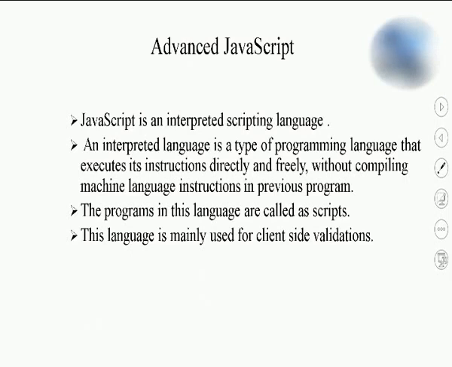So JavaScript is an interpreted scripting language. You need to remember this for the examination. Interpreted means it will be executed directly by your web browser. There won't be any compiling into machine language instructions as in the previous program. Students, the programs written in JavaScript are also called a script. This also you are supposed to remember for the examination.